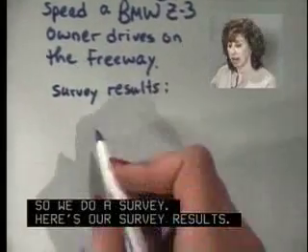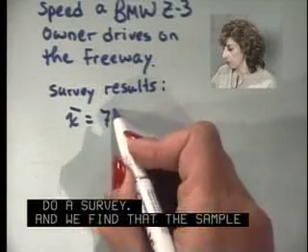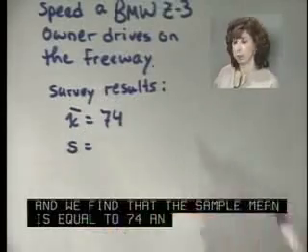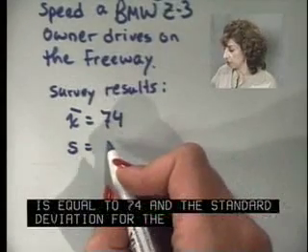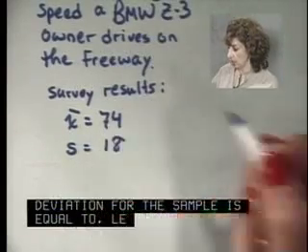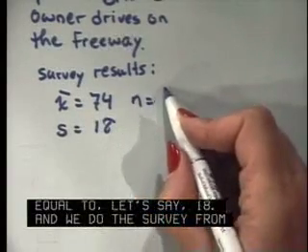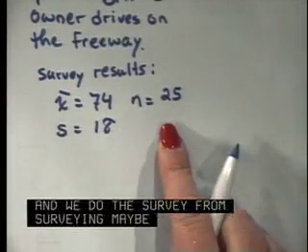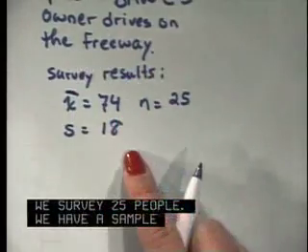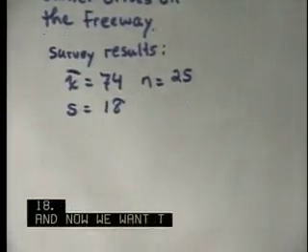We find that the sample mean is equal to 74, and the standard deviation for the sample is equal to, let's say, 18. And we do this survey from surveying maybe 25 people. We survey 25 people. We have a sample mean of 74 and a sample standard deviation of 18. And now we want to build our 95% confidence interval.